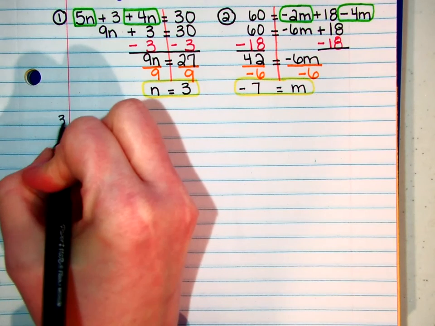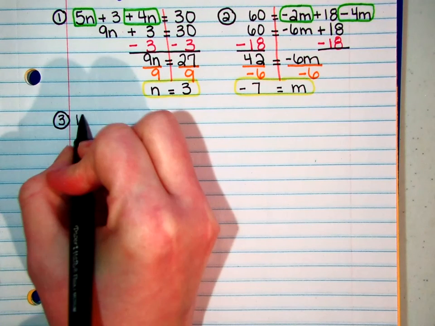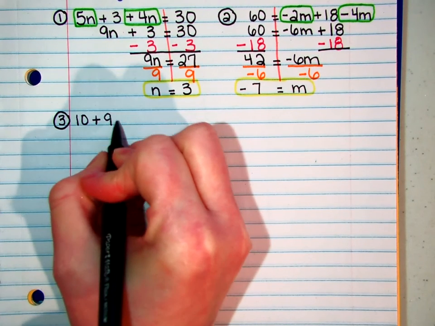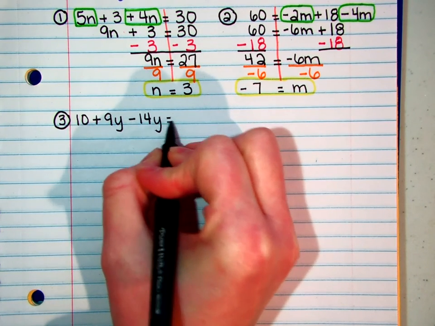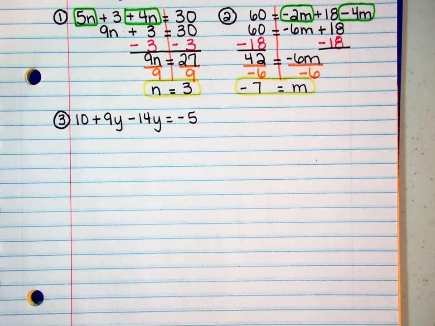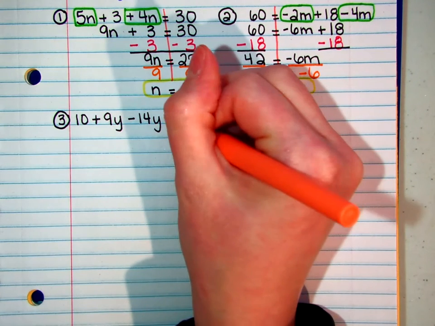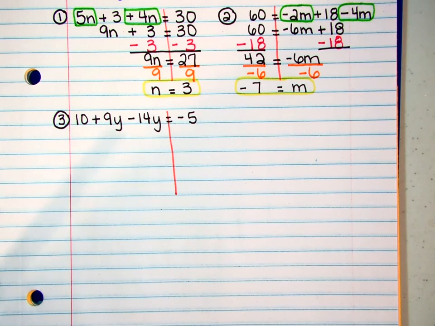Again, if I'm going too fast, you pause this. Number 3, we have 10 plus 9y minus 14y equals negative 5. I would love for you to pause the video right here. Try this one on your own with a pencil. Then when you're done, resume it and see how you did. Because I'm pretty confident you've got this.